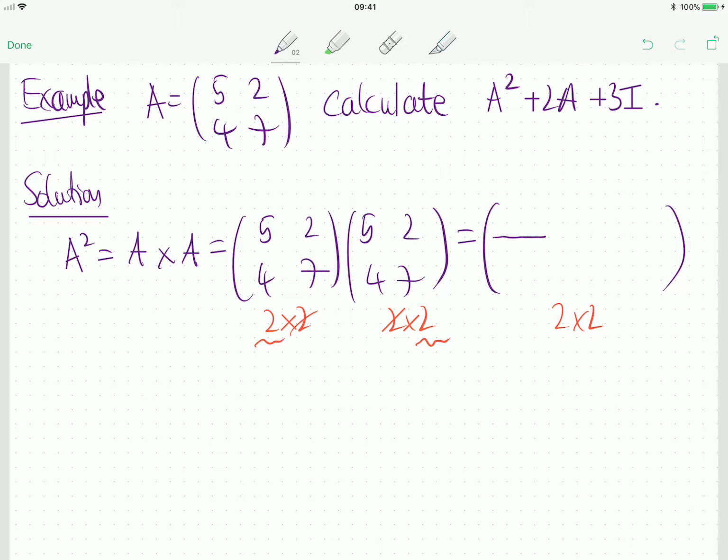If you haven't done many of these before, it's quite useful just to put lines where you expect to see numbers. I found this is quite useful. Okay, so the first number is row 1, column 1. We find this by multiplying row 1 of the first matrix by column 1 of the second matrix. We multiply each of the numbers in order and then add the final result. So the first numbers are 5 and 5, so 5 times 5 is 25. The second numbers are 2 and 4. Multiplying those together, we get 8. And finally add.